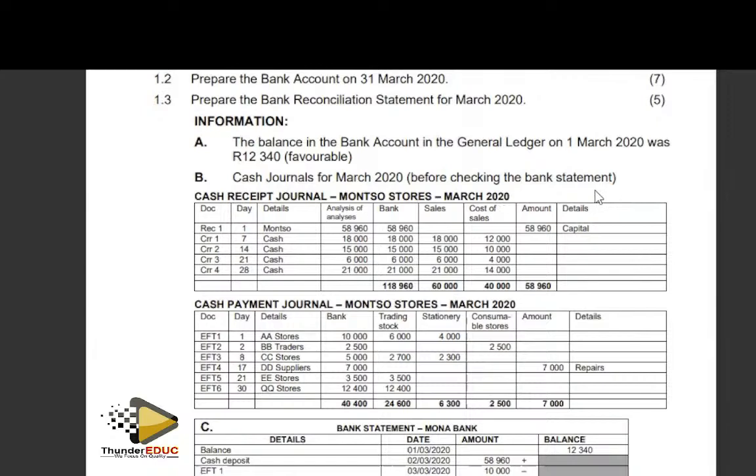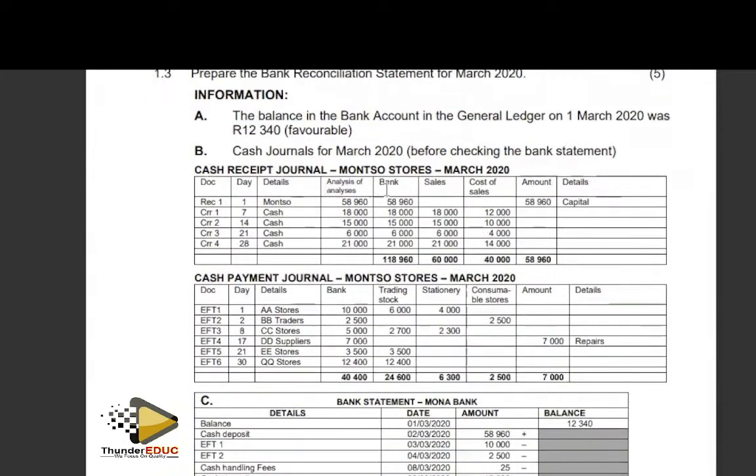Now, this is what we see here. This is your cash receipts journal. Remember from your grade 8, 9, come grade 10, you are doing these journals, right? By now, I expect you to know what a cash receipts journal is. Whenever you receive money in the business, you record it in the cash receipts journal.